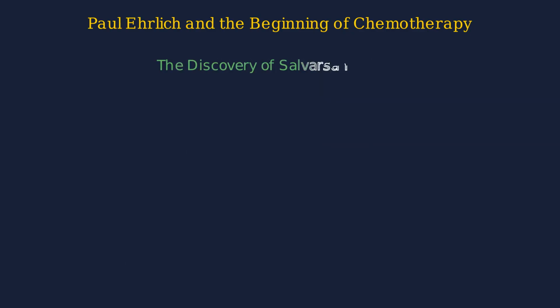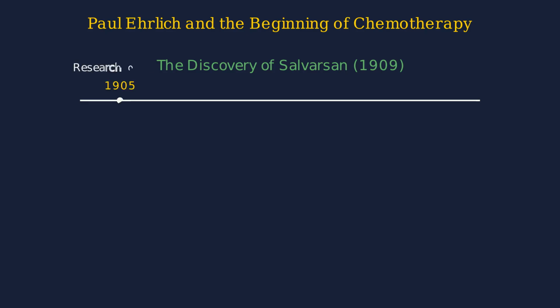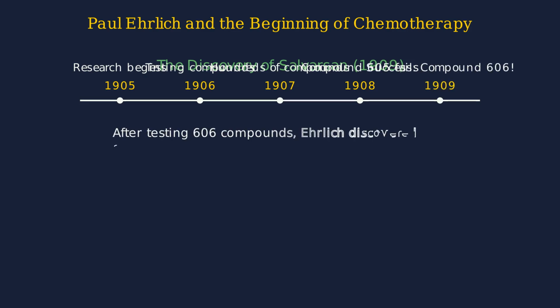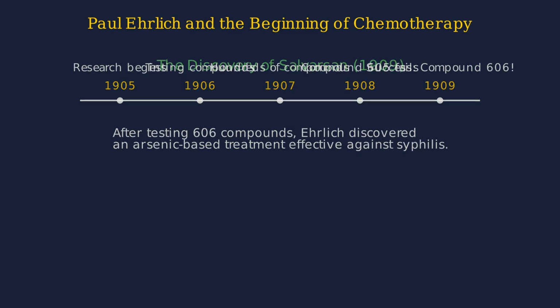Ehrlich's pursuit of this magic bullet was methodical and relentless. Beginning in 1905, he systematically created and tested hundreds of compounds. Finally, in 1909, after 605 unsuccessful attempts, his 606th compound, later named salvarsan, proved effective against syphilis.